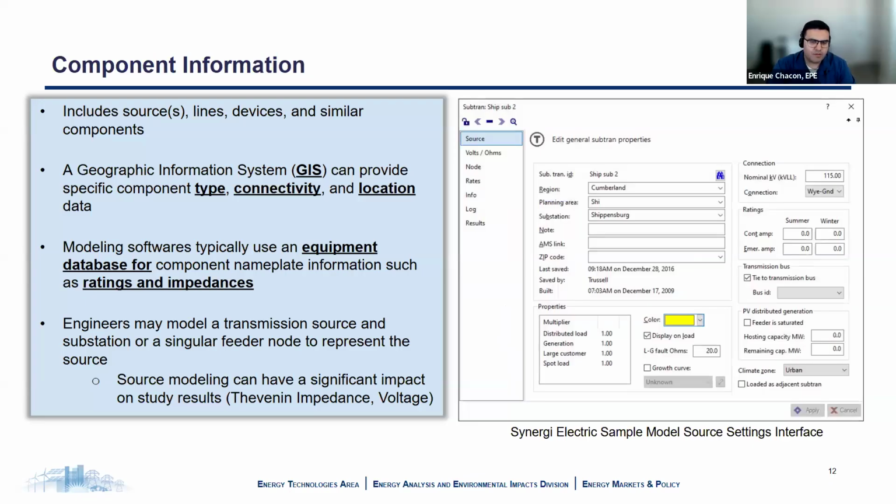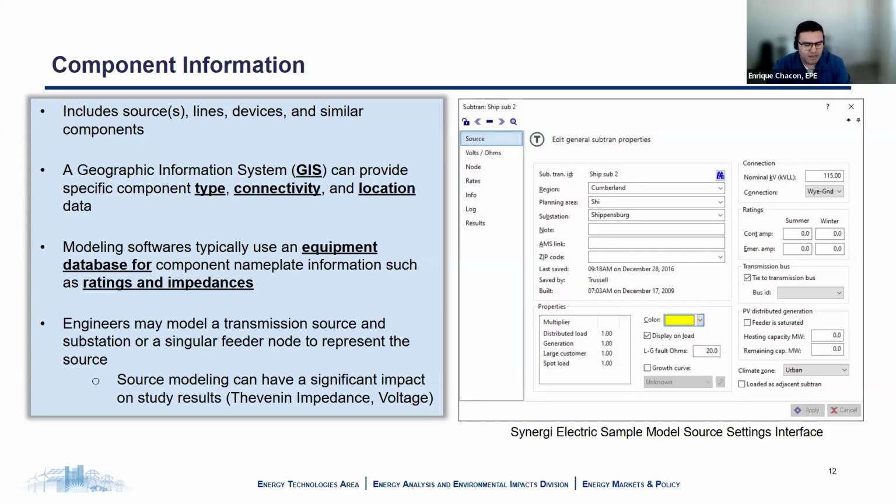Okay, now thinking about GIS, whenever there's an import of GIS into a planning tool, what carries over with that is usually component information. What you see here on the slide is a screenshot of a Synergy Electric sample model where we're looking at the subtran, or at the source. Think of it as the distribution subtran, or perhaps the subtransmission subtran. Normally there's a couple of components or devices included here. So you have sources, lines, devices, all that good stuff.